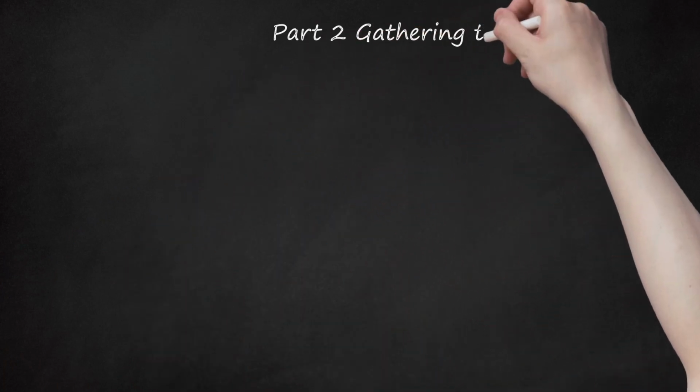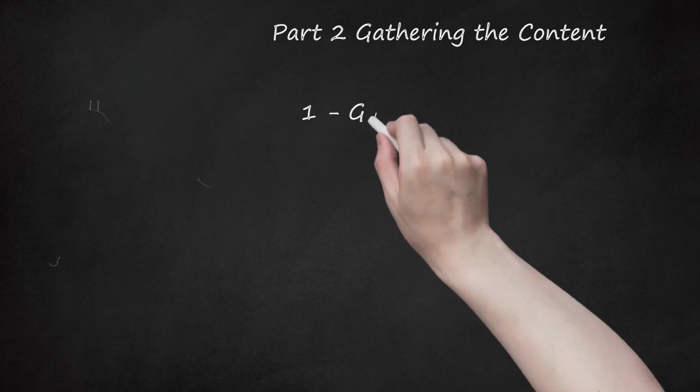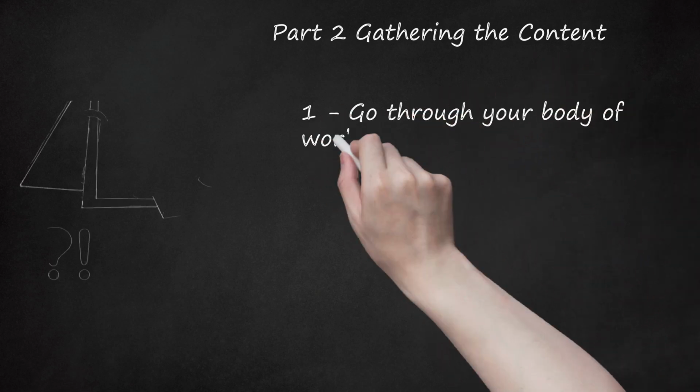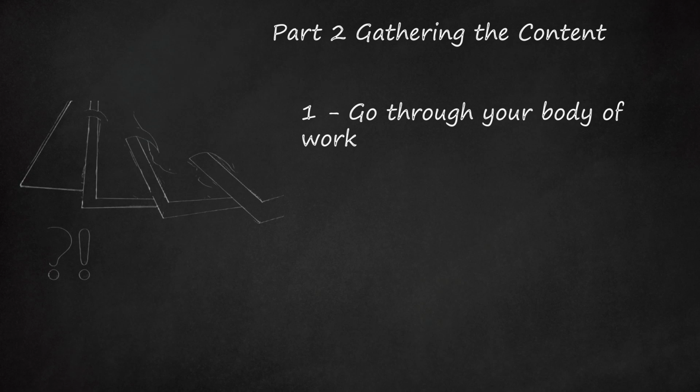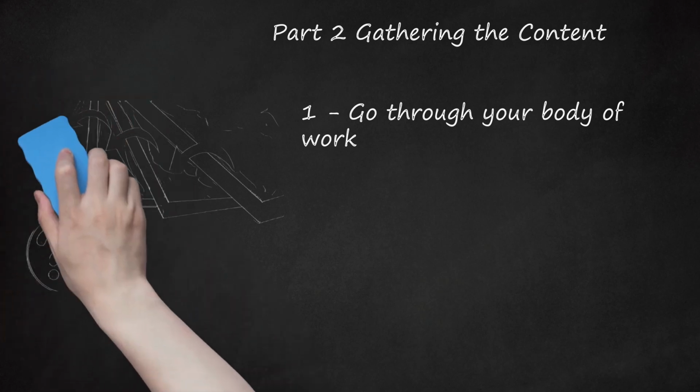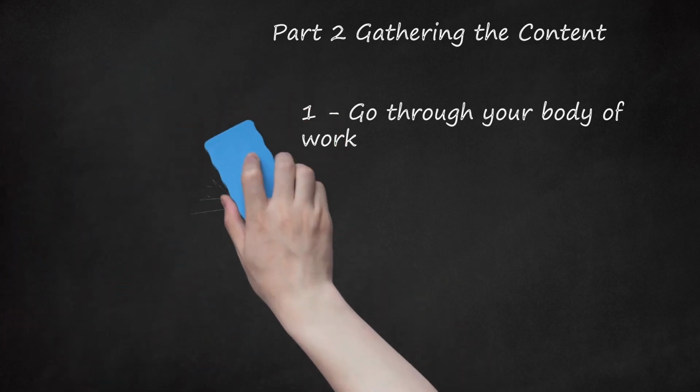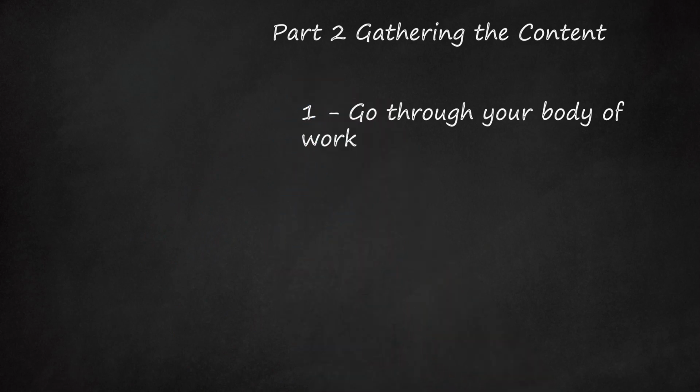Part 2. Gathering the content. 1. Go through your body of work. At this point you've defined your purpose, your goal, the audience, and the unifying theme. As you go through possible photos for the portfolio, keep these things firmly in mind. Set aside all of the images that meet the criteria you've established. Don't worry about making any final decisions now. Just ask yourself if each photo meets the criteria or not. Sort the images into a yes and no pile.